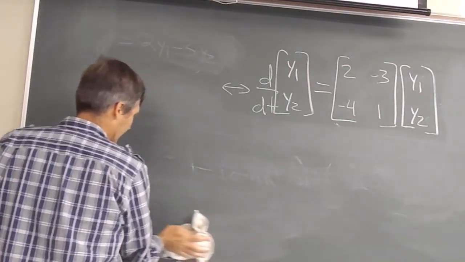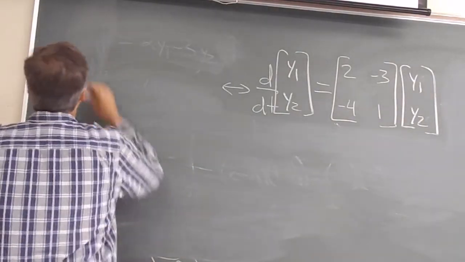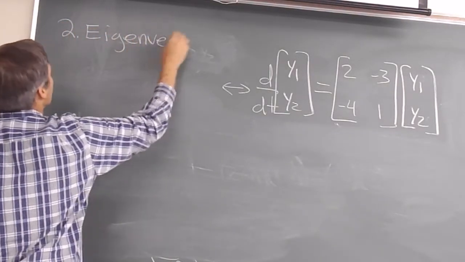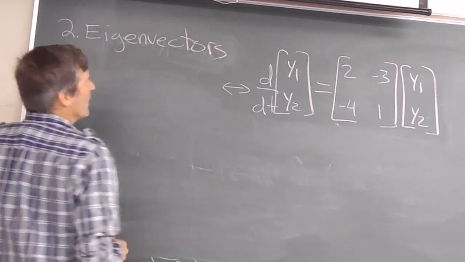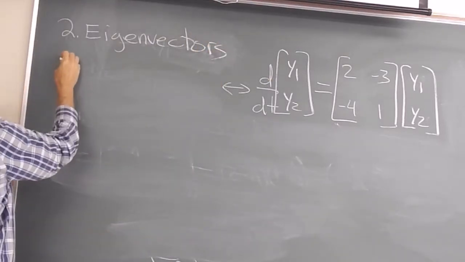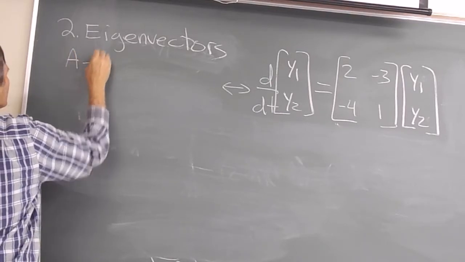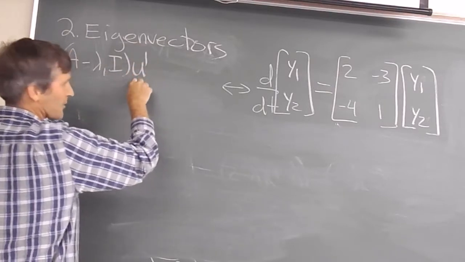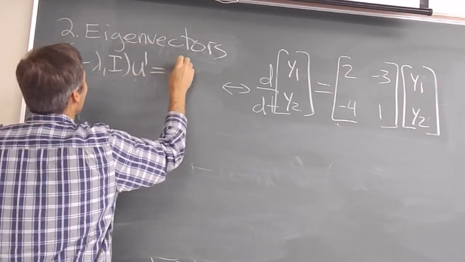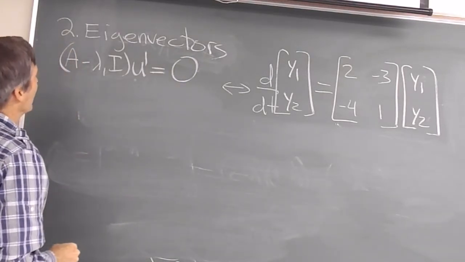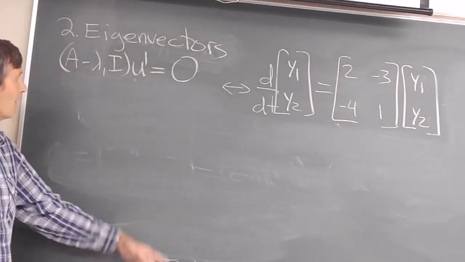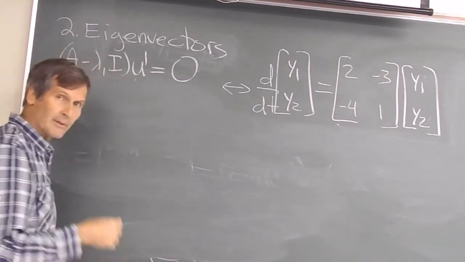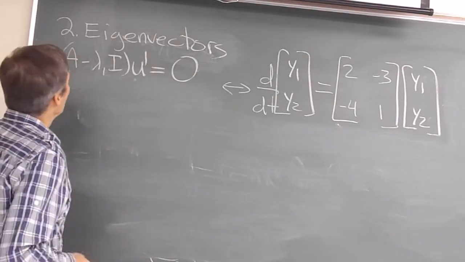Now how do we find the eigenvectors? There's an equation for those, right? Step 2 is to find the eigenvectors. The eigenvectors are found by solving A minus lambda times the identity, times the eigenvector, and you can use U or V or X, I don't care what letter you use, equals 0 for each eigenvector. So we do one for the first eigenvalue, 5, and one for the second eigenvalue, -2. When these eigenvalues are distinct, there's a distinct vector for each.